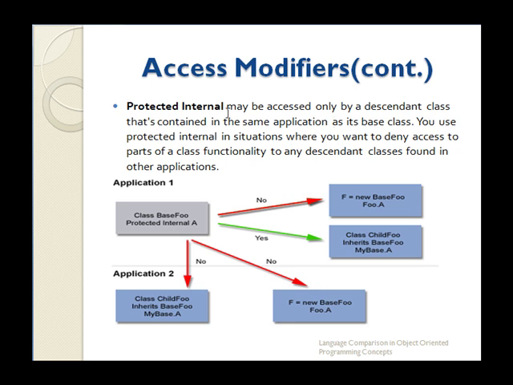Protected internal. Protected internal may be accessed only by a descendant class that is contained in the same application as its base class. You use protected internal in a situation where you want to deny access to part of a class's functionality to any descendant class found in other applications.